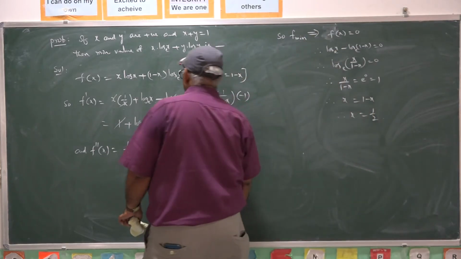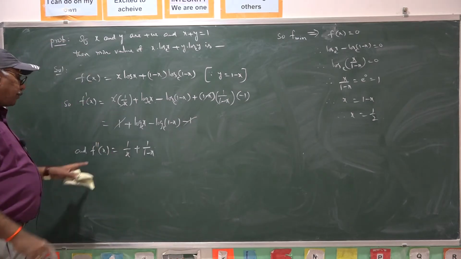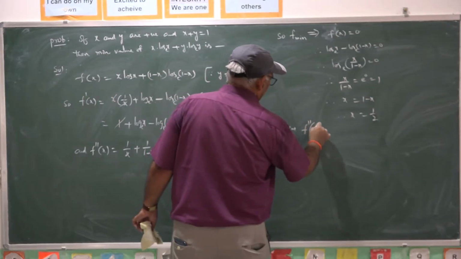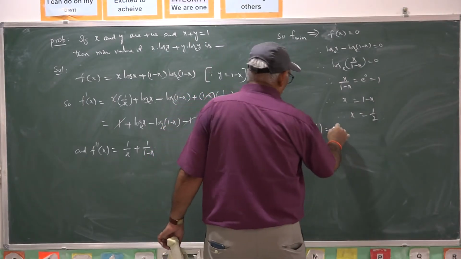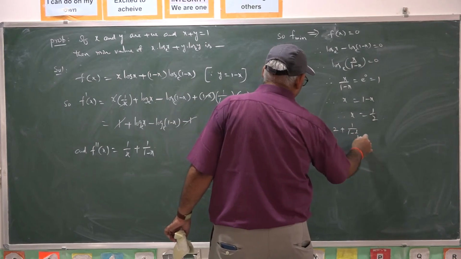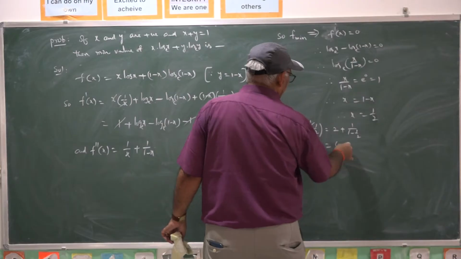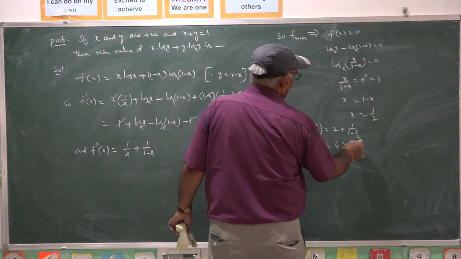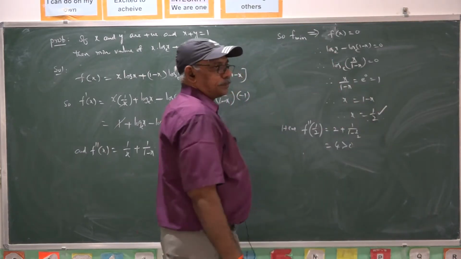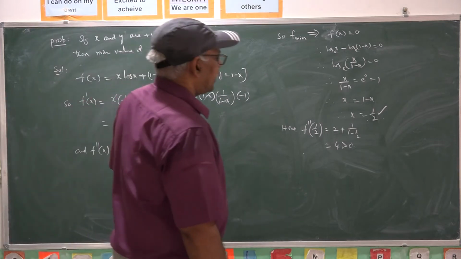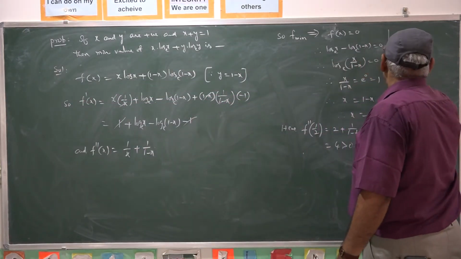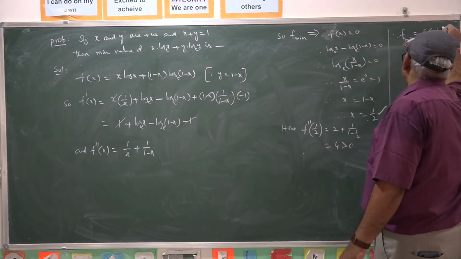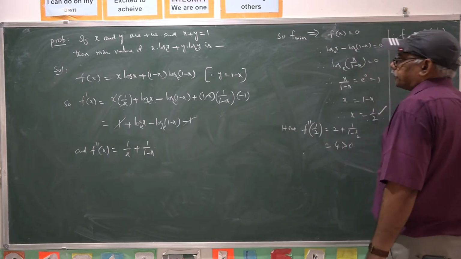At x equal to 1 by 2, the first derivative is 0. At that value, find f double dash x. Here, f double dash of 1 by 2, where the first derivative is 0, is 2 plus 1 by (1 minus 1 by 2), which is half, again 2, so 4. So this is positive. So clearly at x equal to 1 by 2, f takes its minimum. Now we have to find f minimum. f minimum is f of 1 by 2, where x is 1 by 2 here.